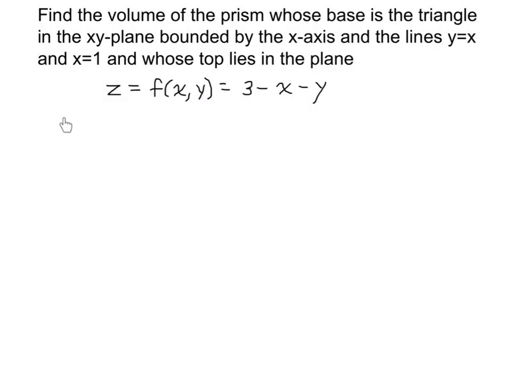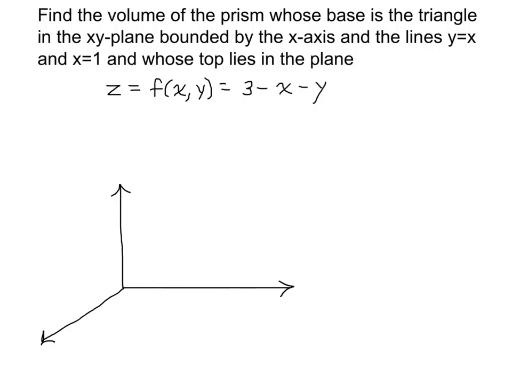Let's work an example. Here we're going to find the volume of the prism whose base is the triangle in the xy plane bounded by the x-axis and the line y equals x and x equals 1, and whose top lies in the plane z equals f of xy. So let's draw a diagram.